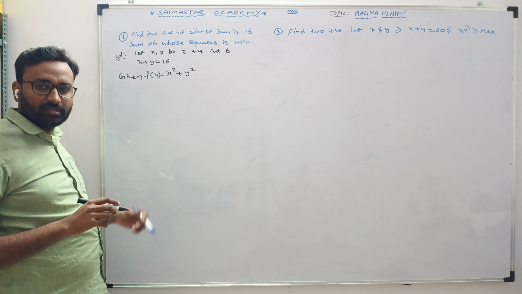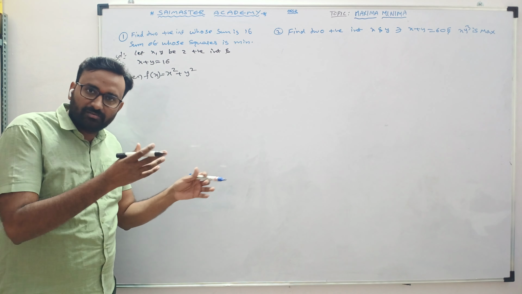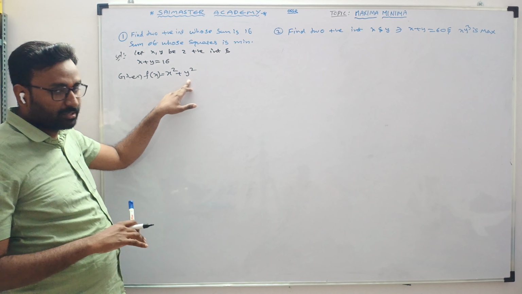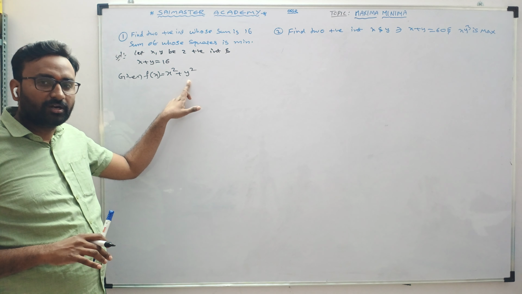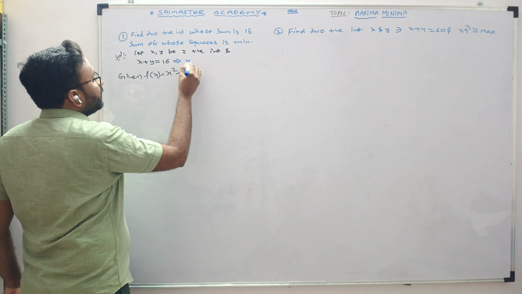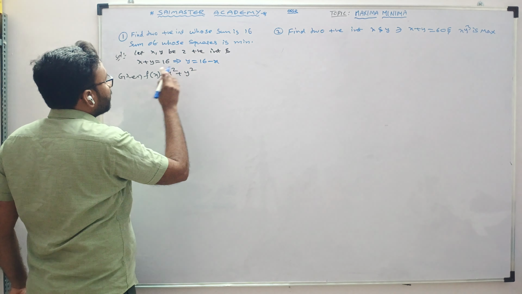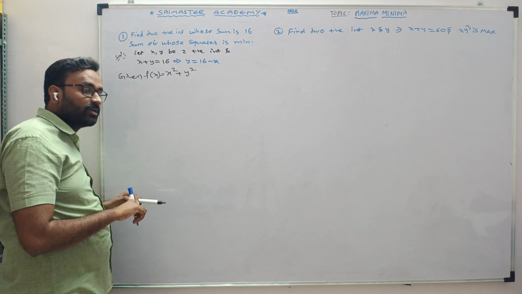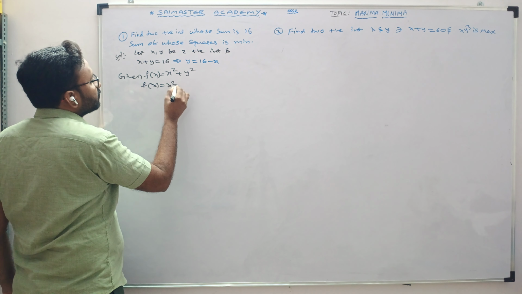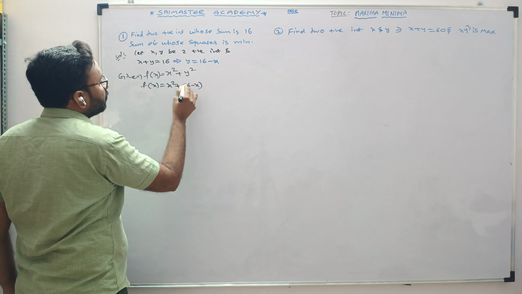Now we need to do the first derivative, second derivative, first derivative 0. That is the process actually. But here if you observe, x square plus one more different variable y is there. We have to eliminate this y by writing y equal to 16 minus x. I am writing this in the function, that is f of x is equal to x square plus 16 minus x whole square.